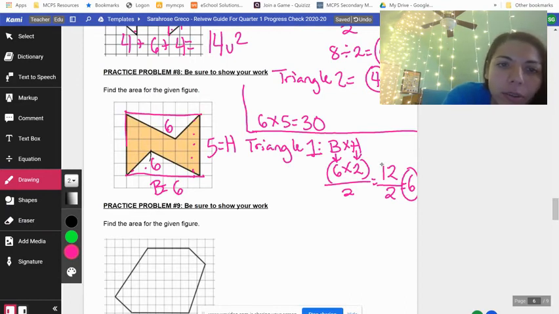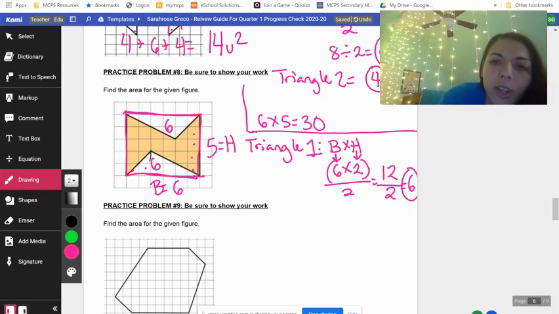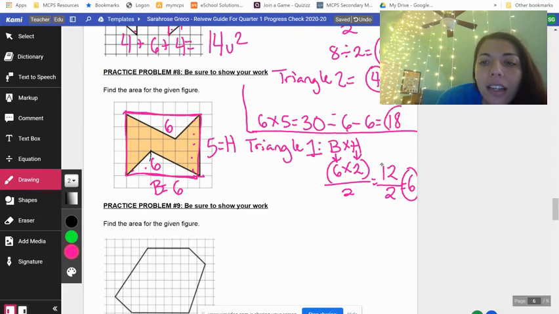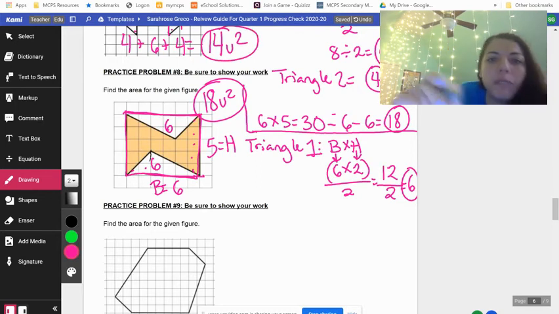Remember how we said 30 was for the whole thing? Well, it couldn't be 30 because we have a missing chunk. We got 2 triangles that are cut into the shape. So we're going to do 30 minus 6, which is 24. And 24 minus 6 is 18. So our answer for this one should have been 18 units squared. I'm going to circle that, and I should have circled my top answer right here.